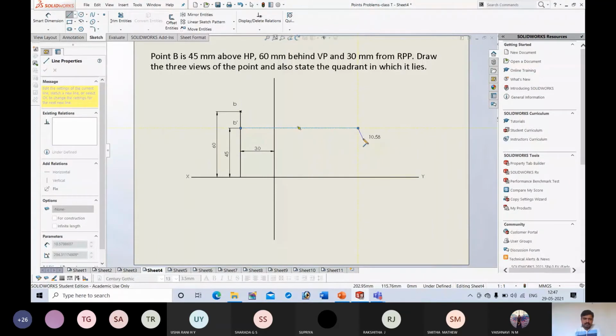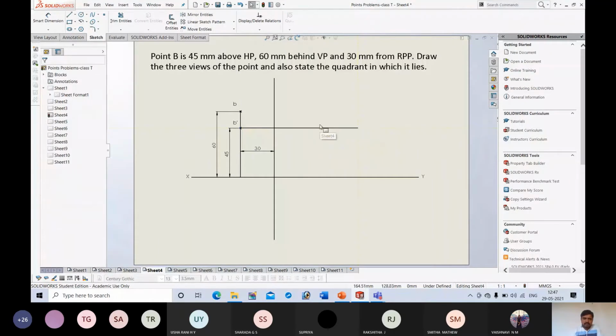Next, in order to get the profile view, I should rotate the top view by 90 degrees. So here, this is the location of the top view. Since the top view is above the XY line, I should draw this 45-degree inclined line above.